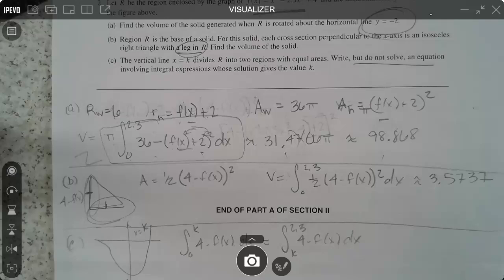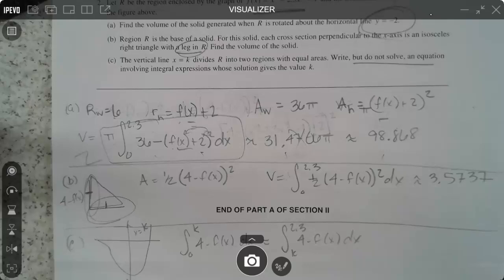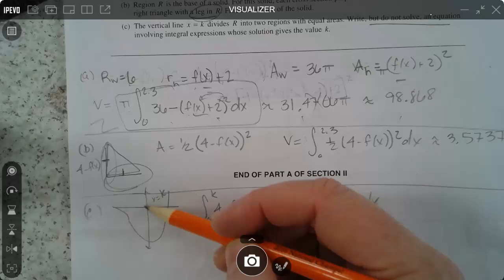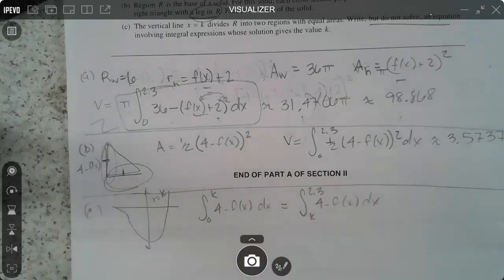All right, part C. I love "write, but do not evaluate." Those are gimme ones to me because I don't have to do any work with it. I just have to visualize the problem. So it says you've got a vertical line K that divides the region into two equal regions. So I just sketched it down here, put my K. Write, but do not solve, an integral that gives the value of K.